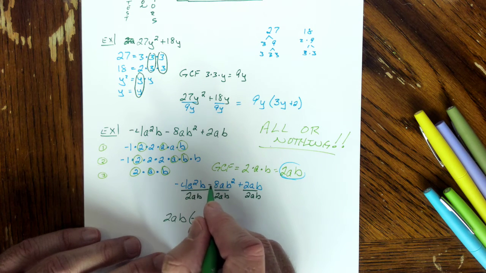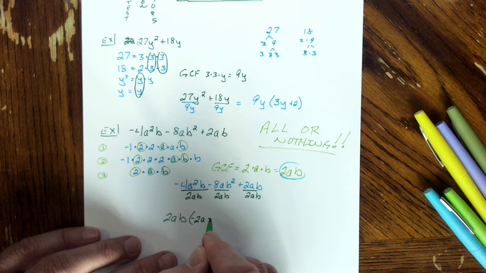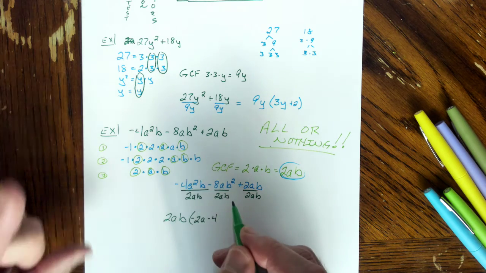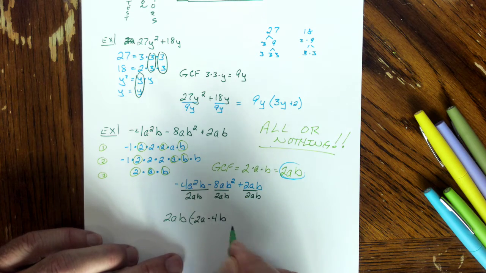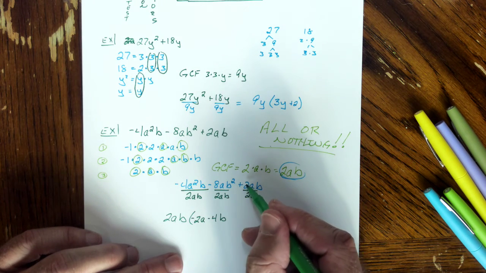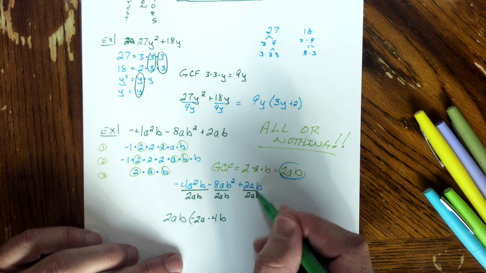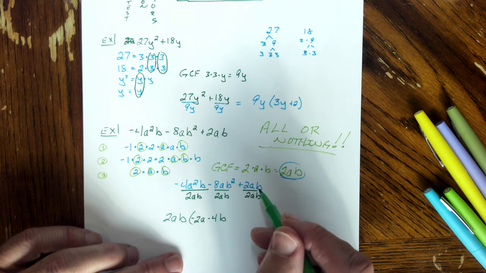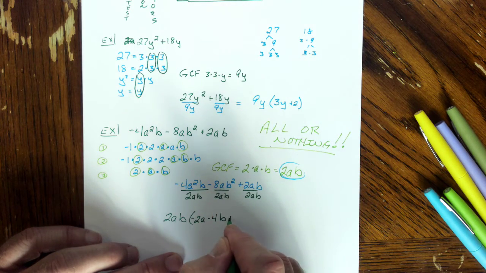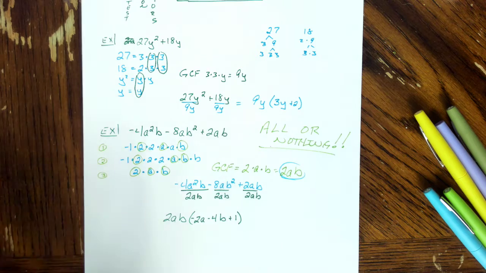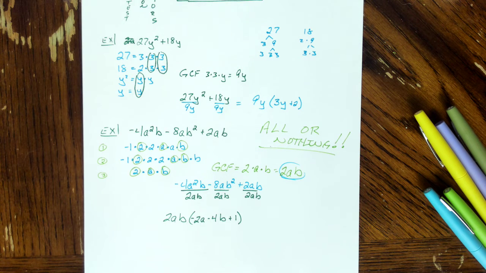So move on here. Negative 8, sign with it, divided by 2. Negative 4. A divided by A, 1. b squared divided by b gives us b to the first power. Now look here. Cancels, cancels, cancels. When something is divided by itself, it is not zero. It does not completely disintegrate. You get 1. So my final answer in that example would be 2ab times the quantity of negative 2a minus 4b plus 1. GCFs.